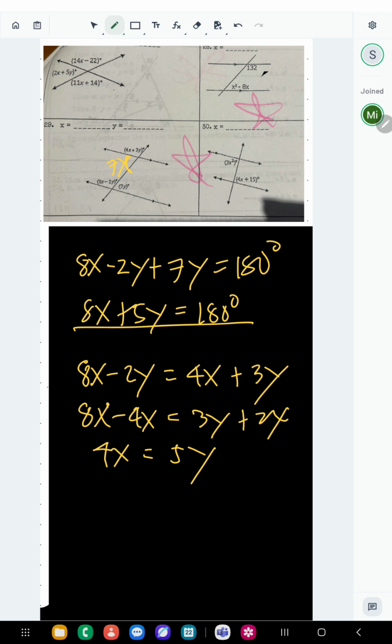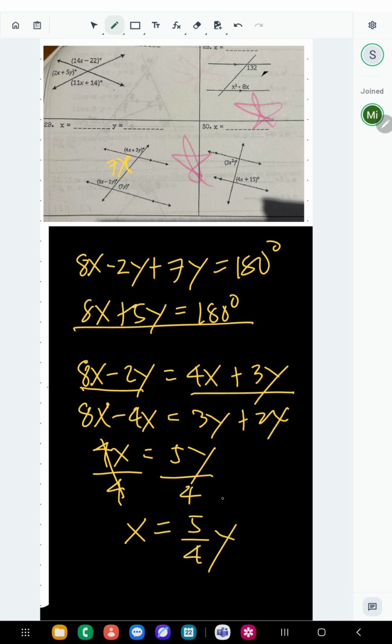But 8x minus 2y and 4x plus 3y, they are corresponding angles, so they are equal. So I equate them, and then we group like terms. We got 8x minus 4x equals 3y plus 2y. So 4x equals 5y. Then we can get an equation from here. We just divide both sides by 4. So we get an equation for x: x equals 5 over 4 y.